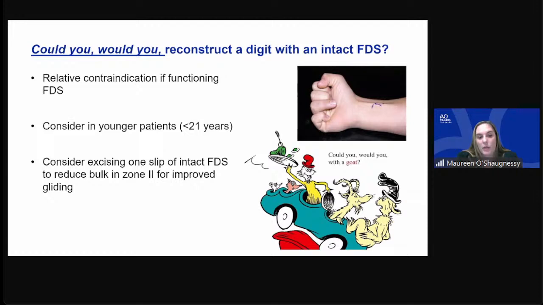And one tip that I have is that if you're going to do a 2-stage reconstruction to regain FDP function with an intact FDS, it's probably worth taking down one of the FDS slips just to minimize the bulk in zone 2 to increase your chances that this reconstruction is going to work.